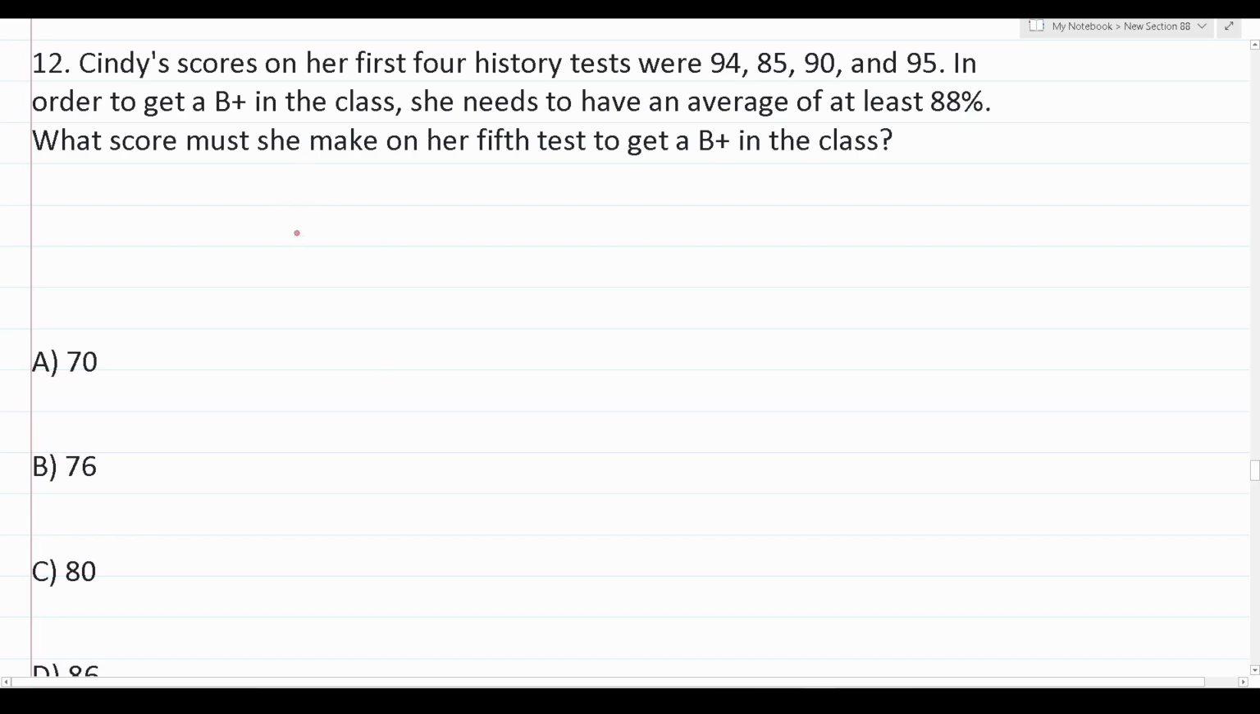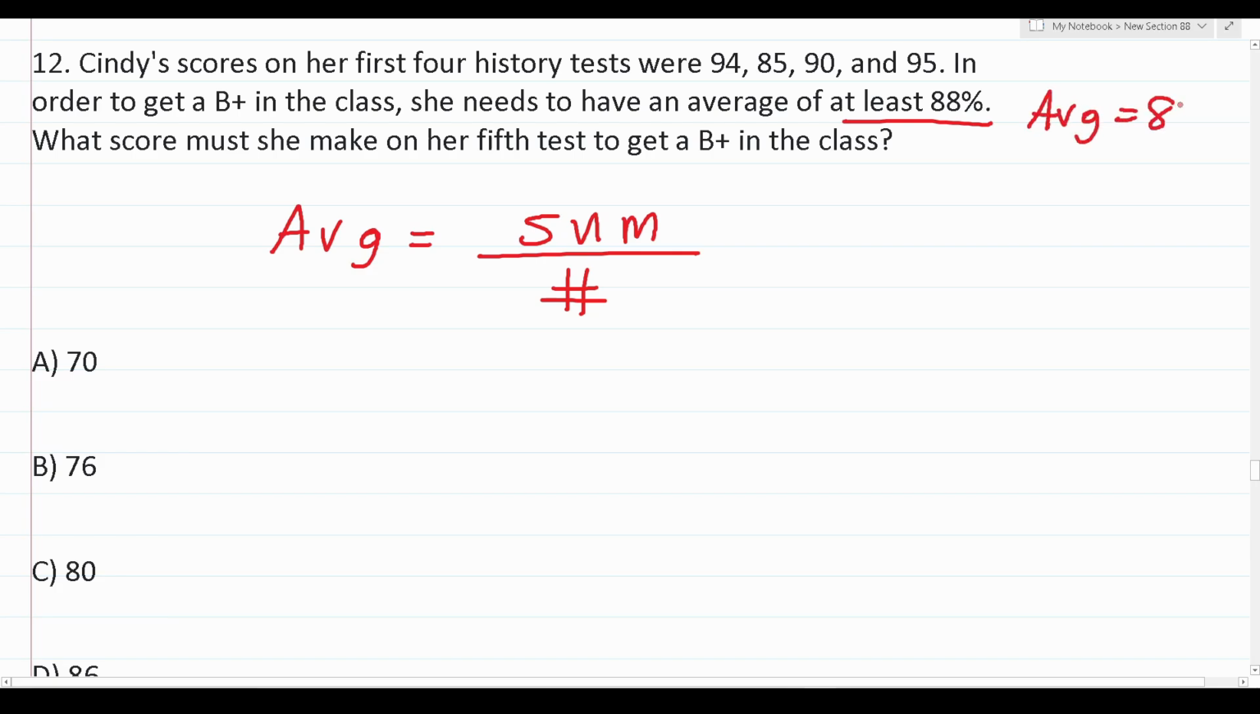So again, if it's helpful, you can always write out to find the average of something, you sum all of your data points and you divide by how many data points there are. Well, in this case, we're told what our average has to be. We want our average to be 88. So in place of average here, I'm going to put 88.